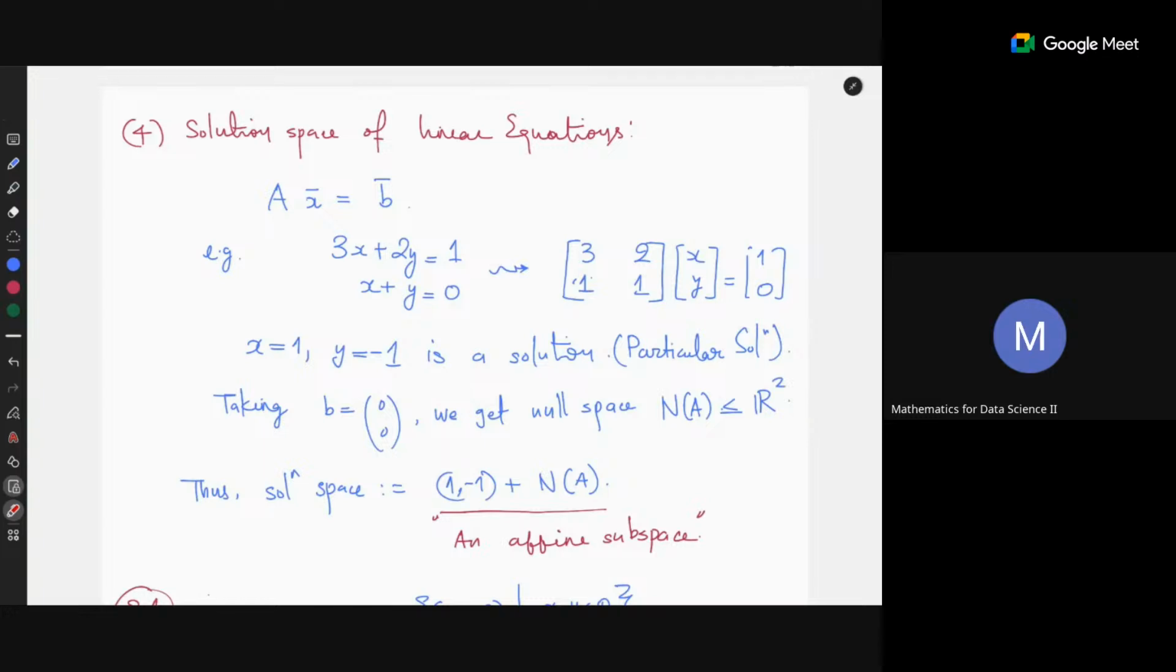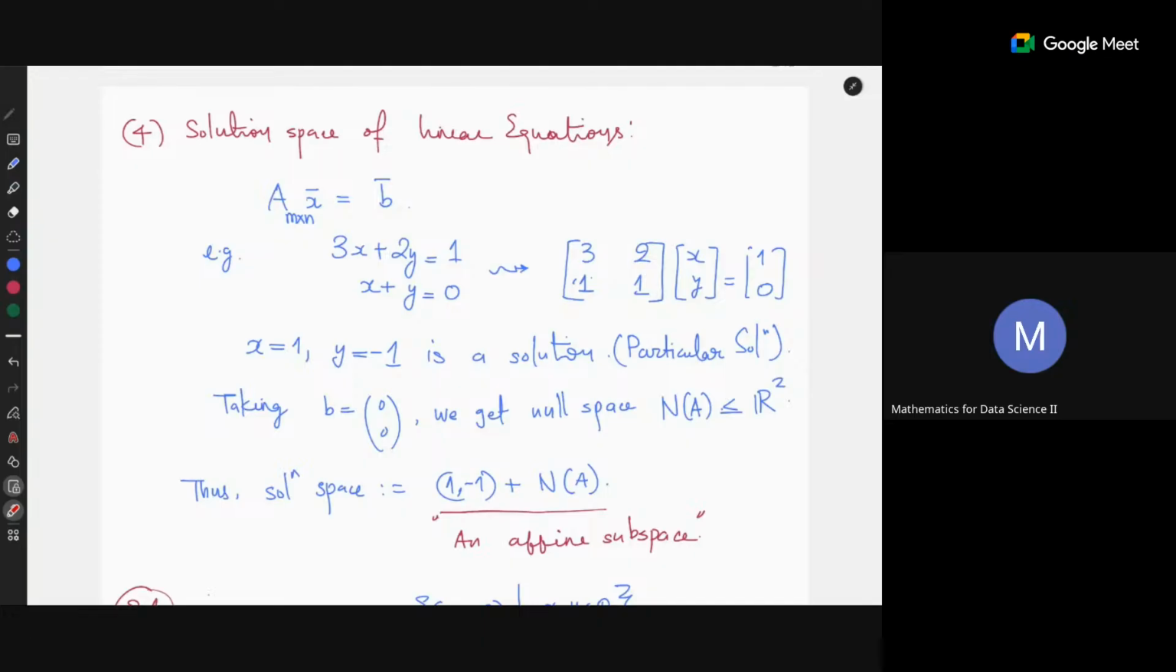Okay. How to see that? Suppose you have a system of linear equations like this, where A is some coefficient matrix corresponding to the system of equations. In particular, let's consider this example. Let's say you have the system of equations. Now the system of equations can be written in this matrix form.